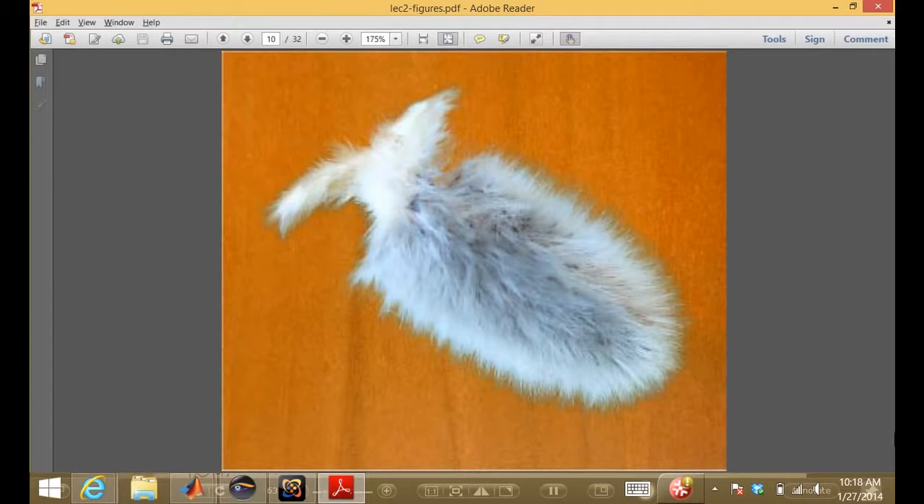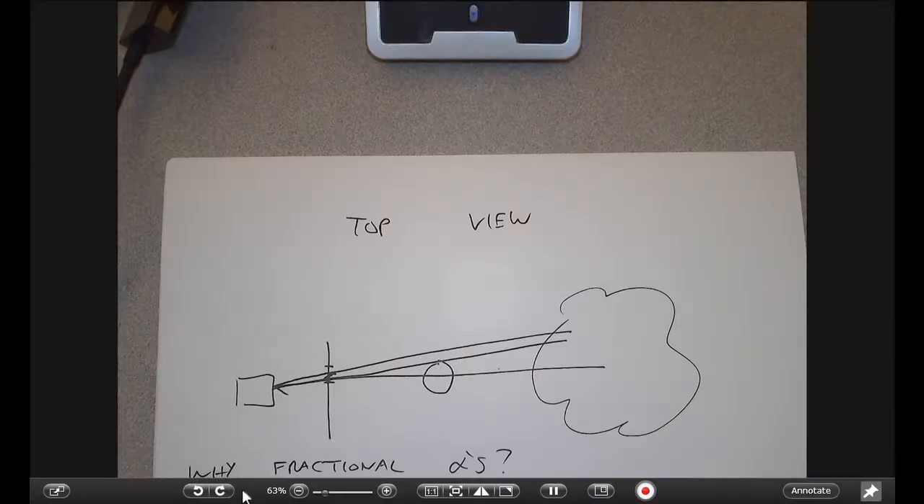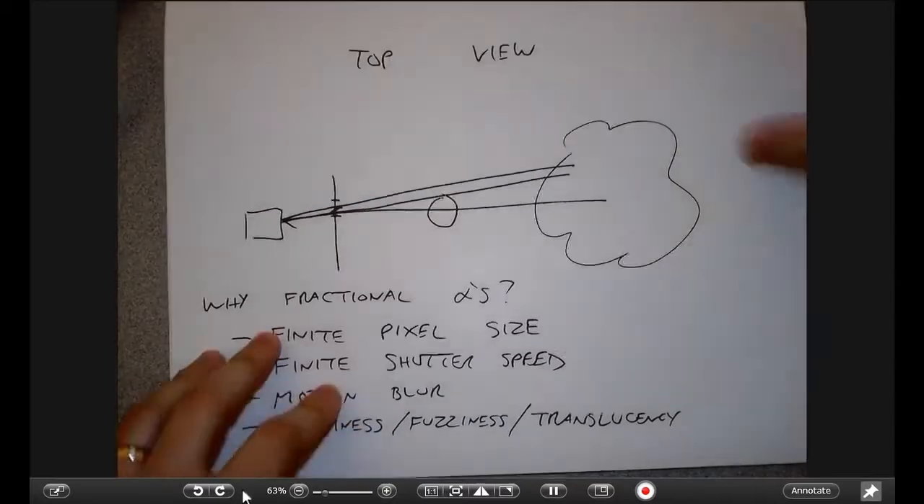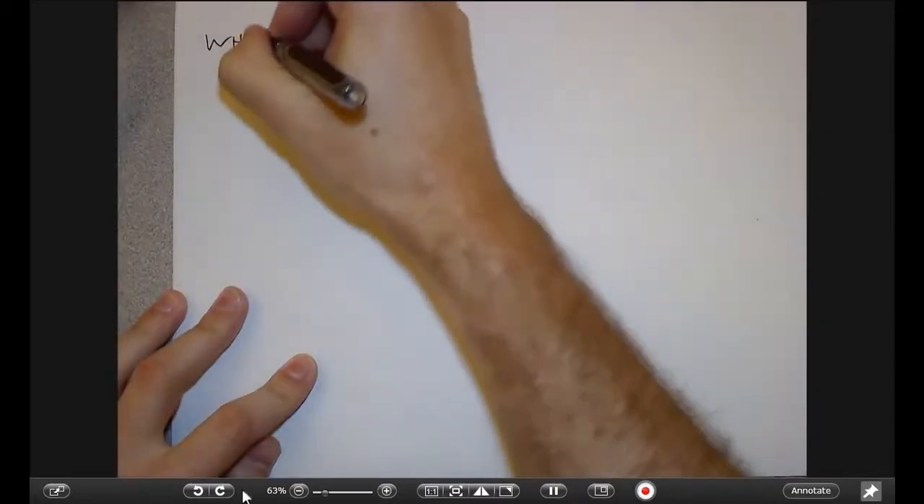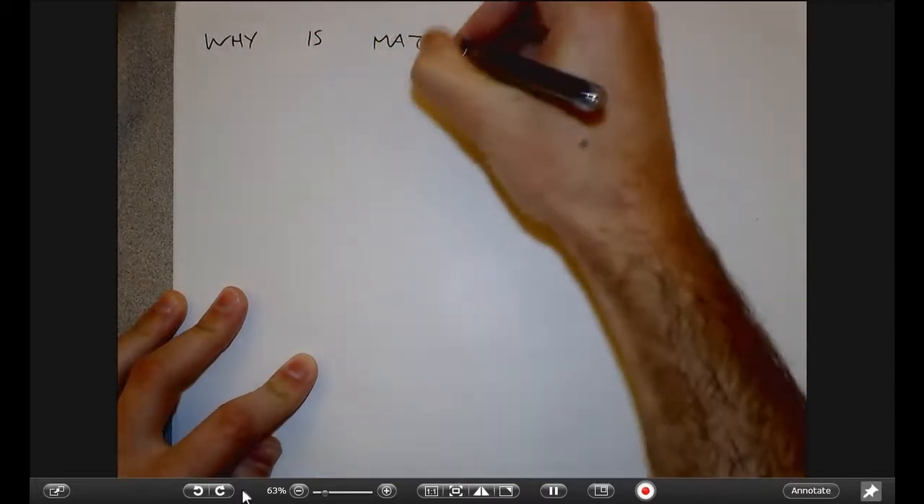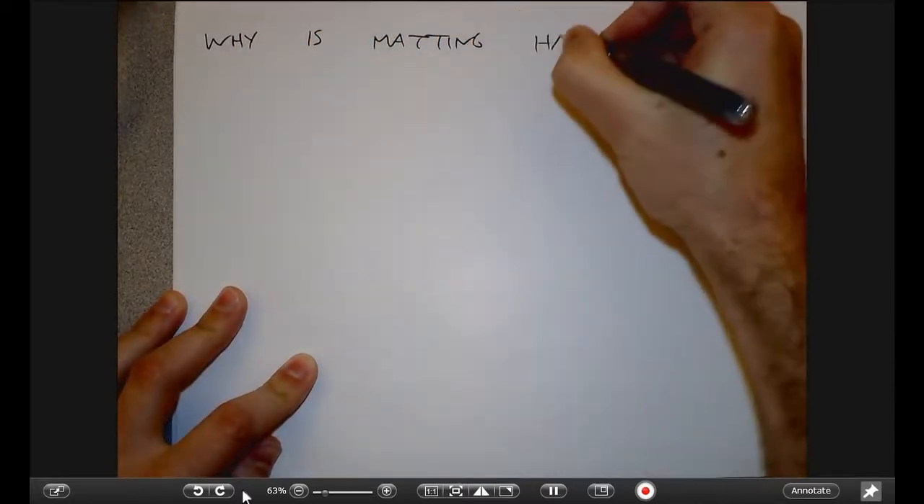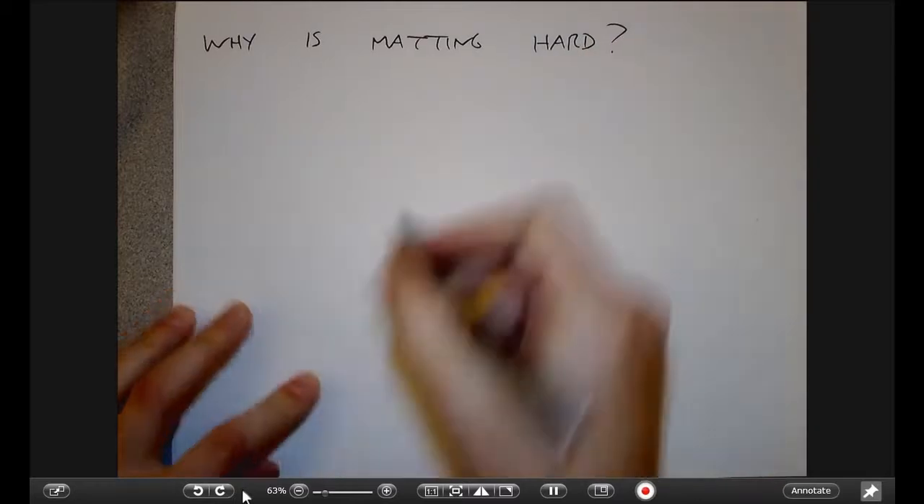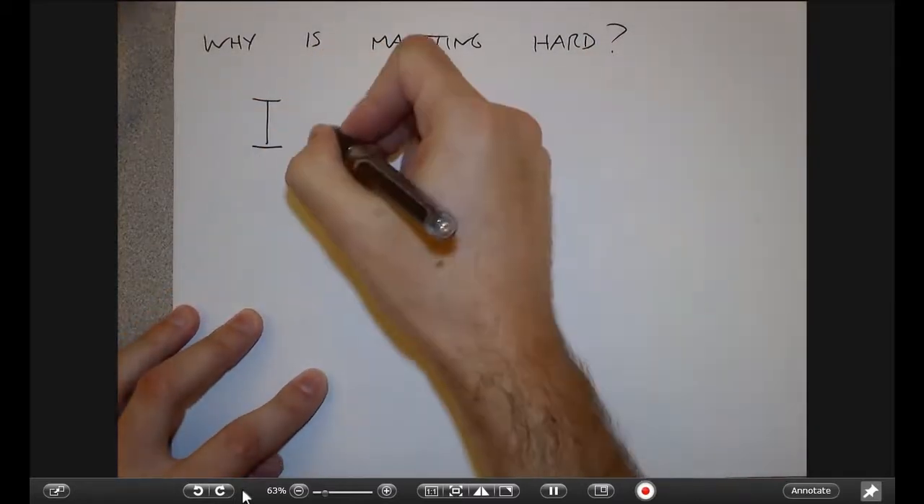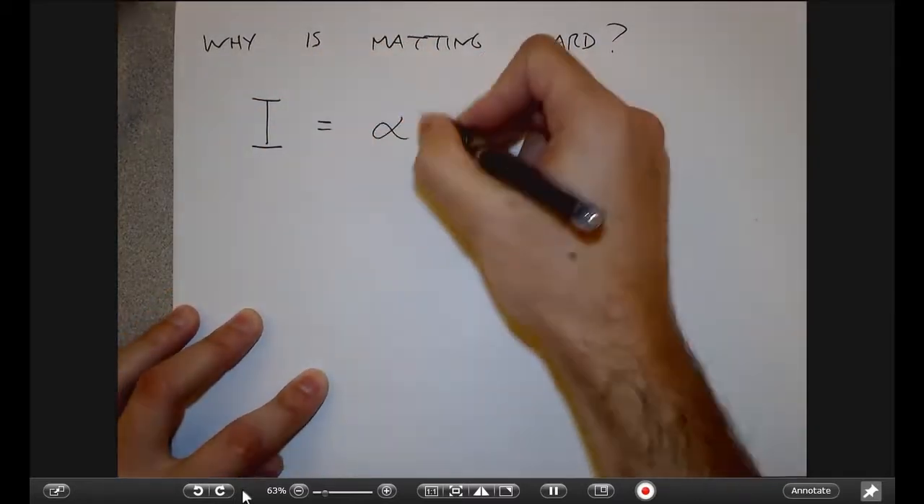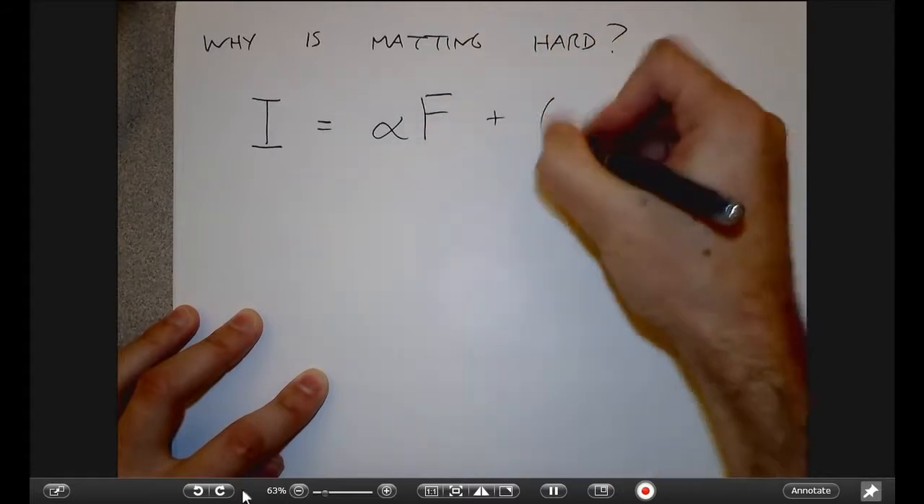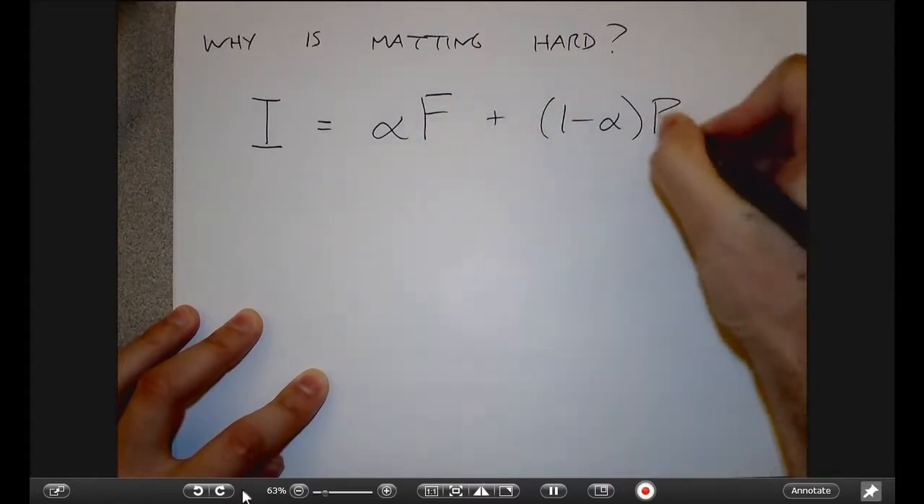Okay, so what makes this problem difficult? Let's go back to the matting equation. Why is matting difficult or hard? Here's the equation again. I have the original image, I, equals alpha times the foreground plus 1 minus alpha times the background.